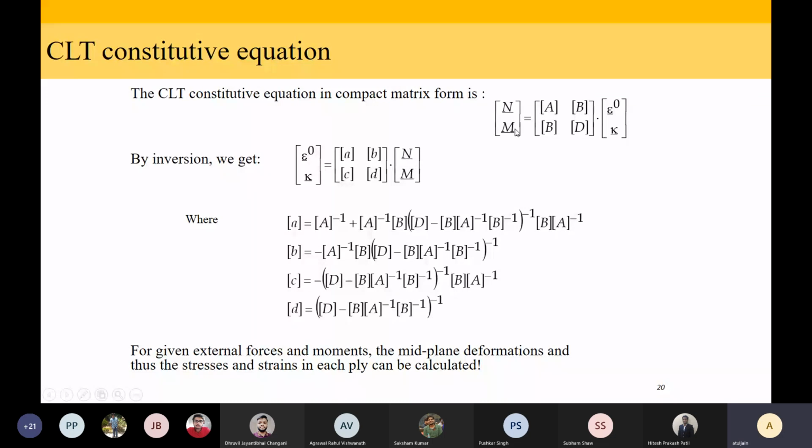Nm is equal to ABD into epsilon naught K. Inverse of this is epsilon naught K is equal to small a b c d into n into m. Be careful that we have written b and c, because they might or might not be equal. By simple matrix inversion, I will get relationships like this. Using this for external forces and moments, mid-plane deformations, and the stress and strain in every plane can be calculated.